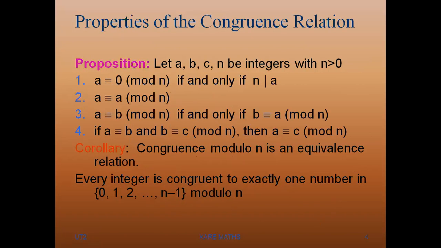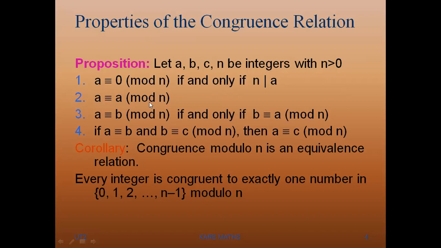Next, properties of congruence relation. Proposition. Let A, B, C, n be integers with n greater than 0. A is congruent to 0 mod n if and only if n divides A. This is as per the definition of congruency. As per the definition, n divides A minus 0, otherwise A minus 0 is a multiple of n. So n divides A minus 0 means n divides A.